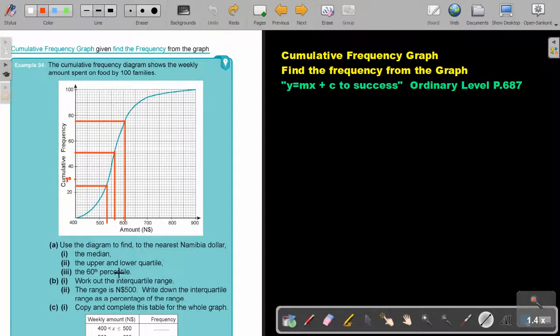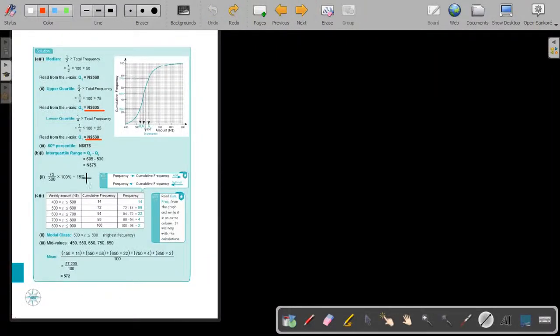Let's go back to the question. The 60 percentile. So it's 60% of 100, which will just be 60. Again, my line's a bit thick, but where it cuts, I just go down. 550, 60. It looks like 570, but let's just see my line. So 575 if my line was a bit thinner.